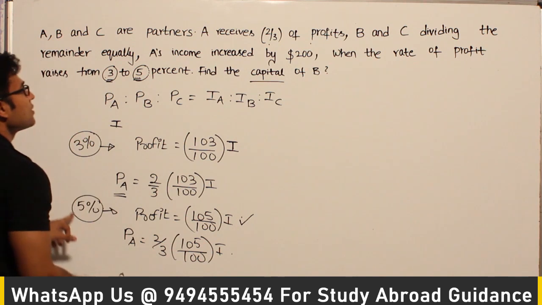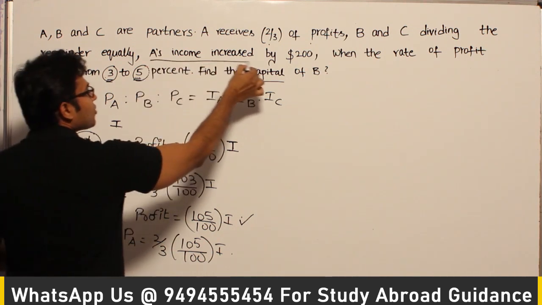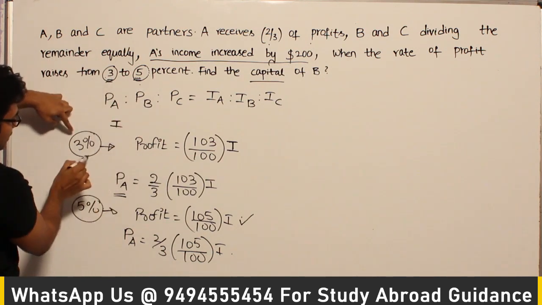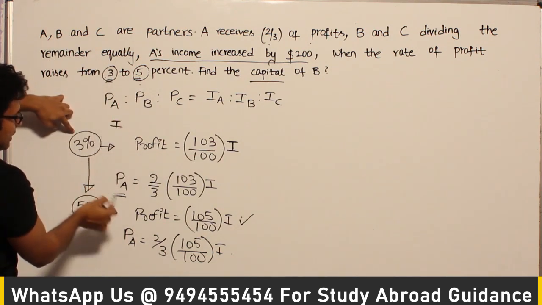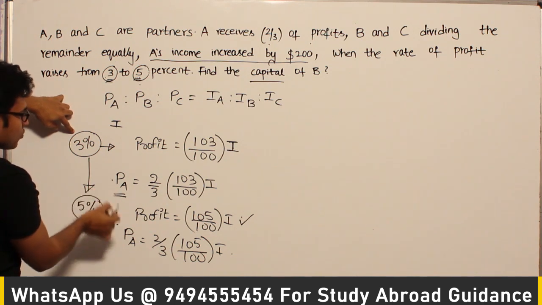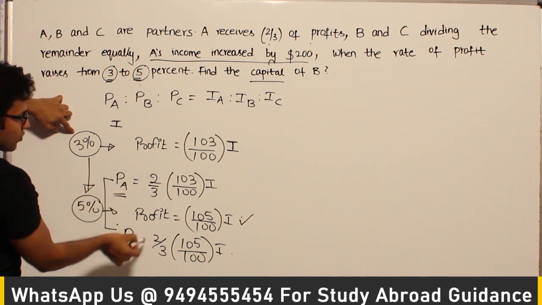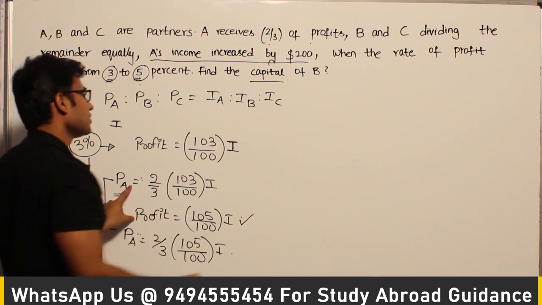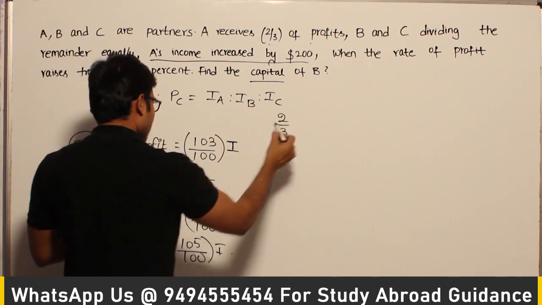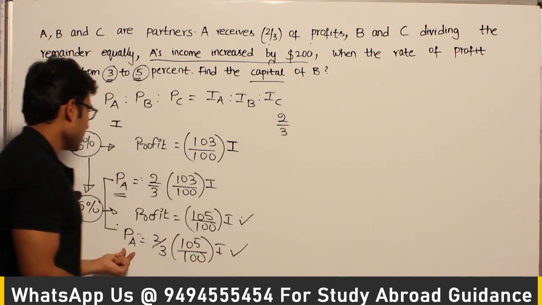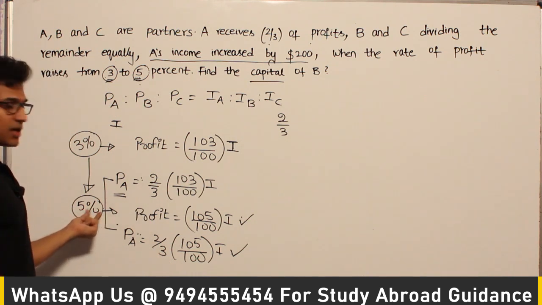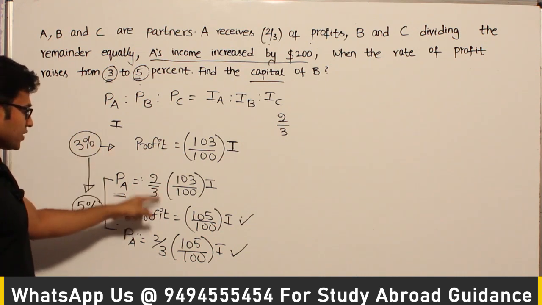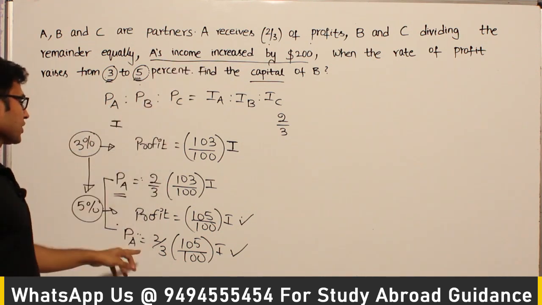Now look at this statement. A's income increases by $200 when the profit increased from 3 to 5, isn't it? When the profit increased from 3 to 5, A has got 200 more income, right? Therefore the difference between these two numbers is given as 200. So what does it mean? The profit earned by A when the profit is 5% and the profit earned by A when the profit is 3%, the difference between these two is going to be 200. That is what I am going to write.